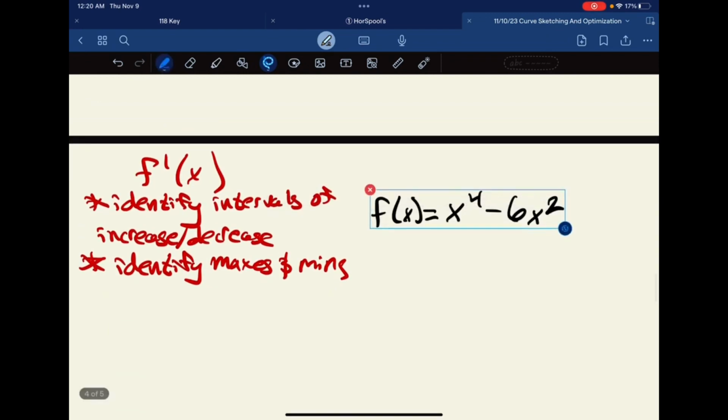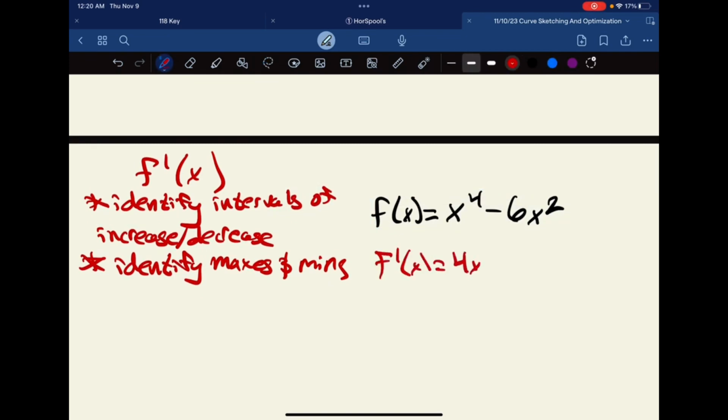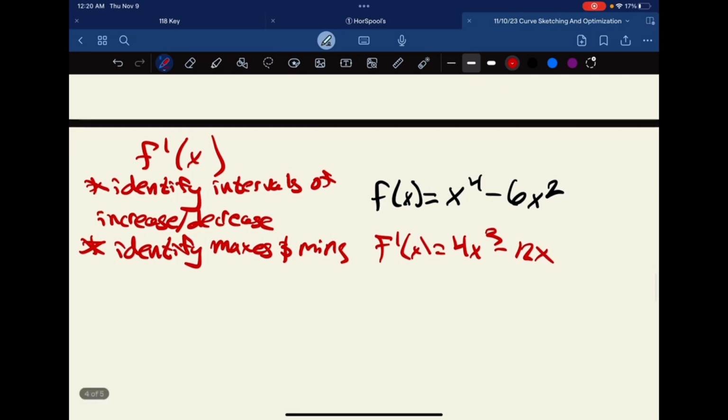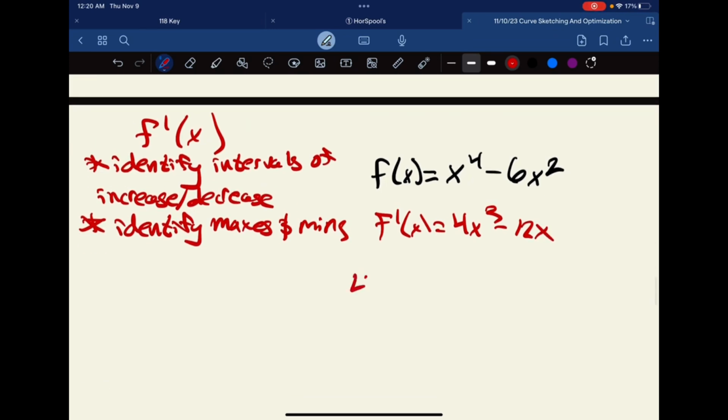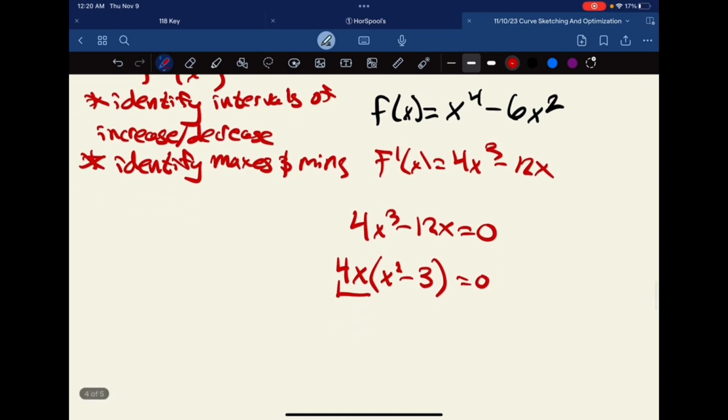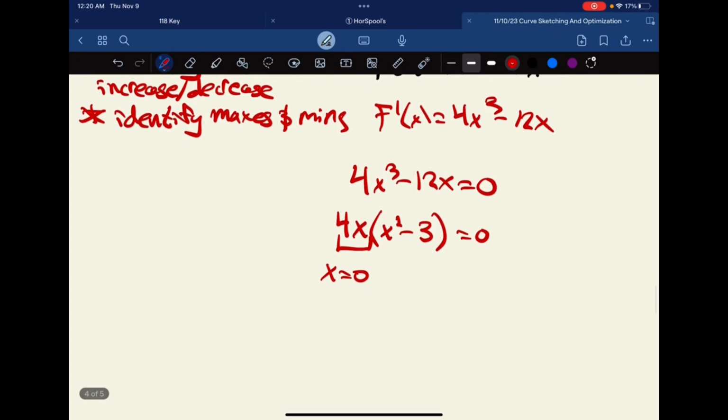Okay, so now we want to derive this, which is going to be 4x cubed minus 12x. So now we want to set this equal to 0, and this is going to help us make a sign chart. So we can factor our 4x out of here, which will leave us with x squared minus 3. That equals 0.